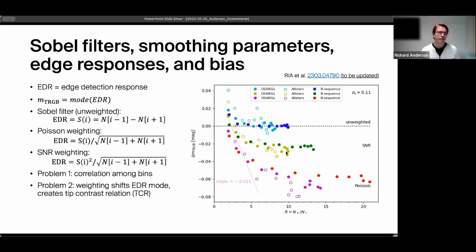So this leads us to think that we really should not be using the weighting using the Poisson error because it introduces this tip contrast relation. However, once we use the Poisson weights, then of course we have to standardize and we have to correct for the tip contrast relation, just like it's done in the CATS analysis. And so the bottom line here is, if you're using weighted Sobel filters, you have to do standardization. If you do unweighted Sobel filters, you can get away without that.